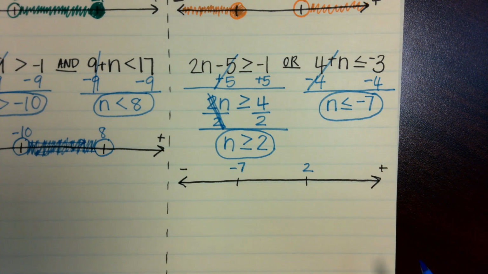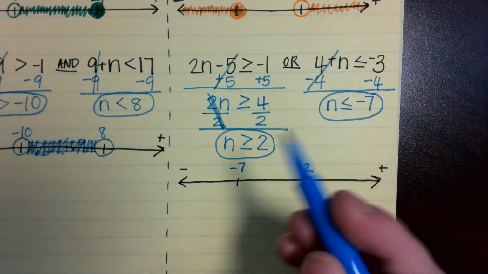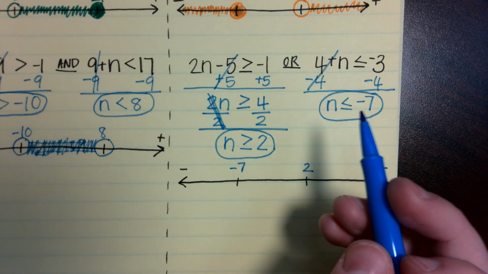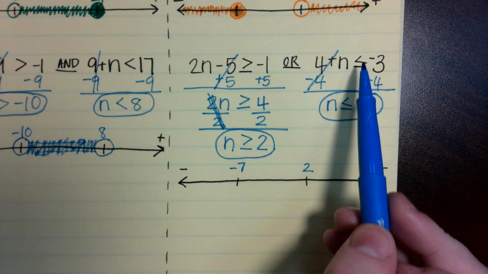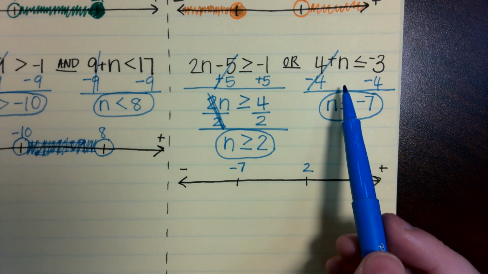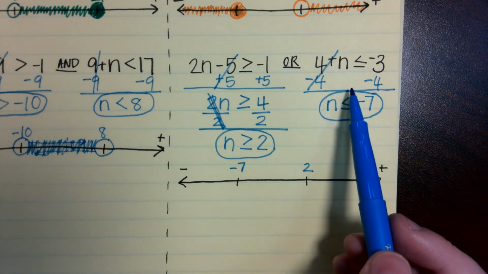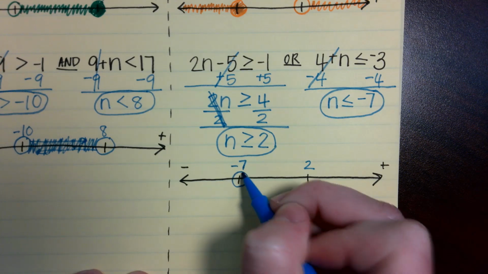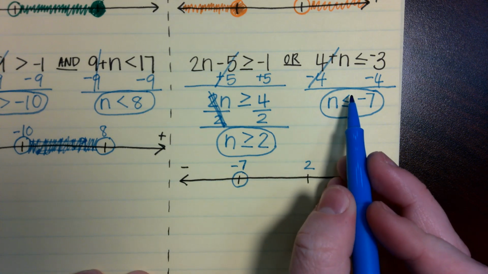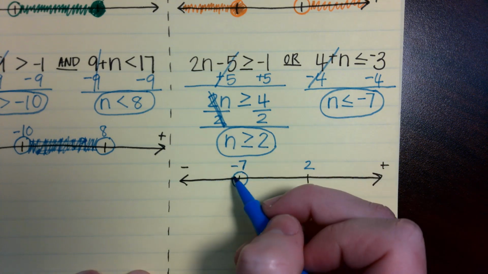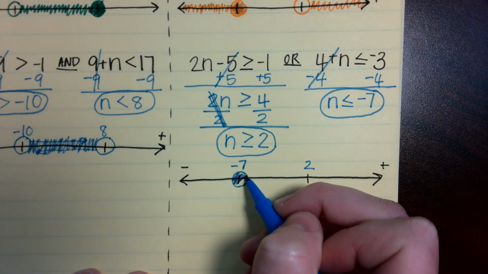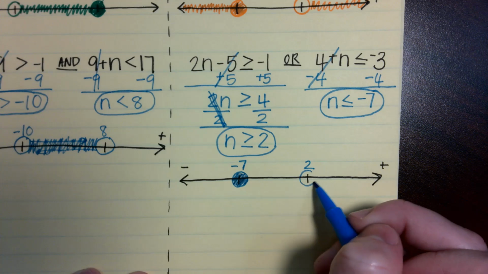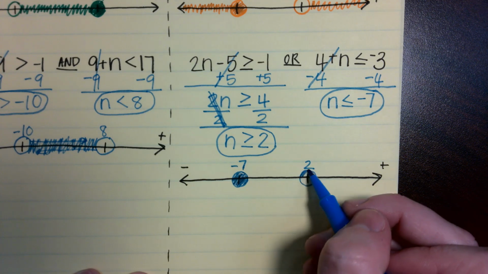All right. And then our circle's going to be open or shaded? First one's going to be shaded, second one's going to be... Did you copy the problem down wrong? Oh, they're both shaded. That's okay. So -7, n is less than or equal to -7. So to show that -7 is included, we want to shade the circle in. Same story for 2.